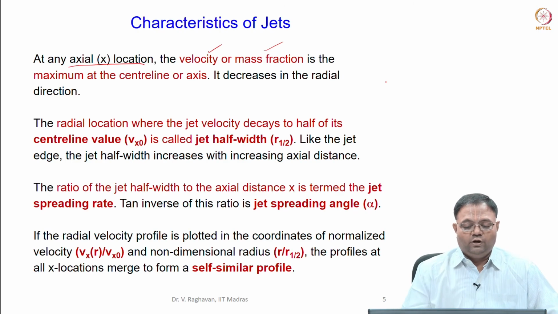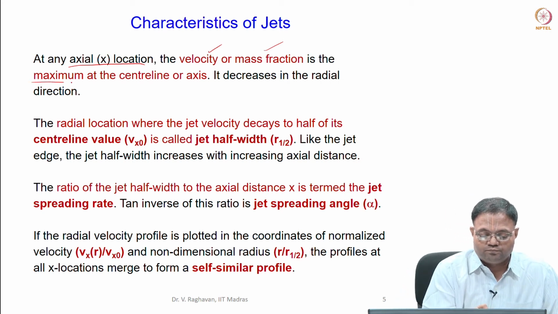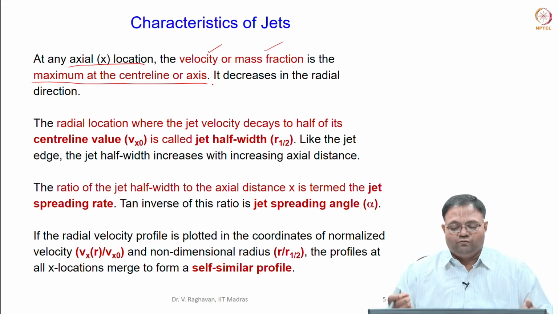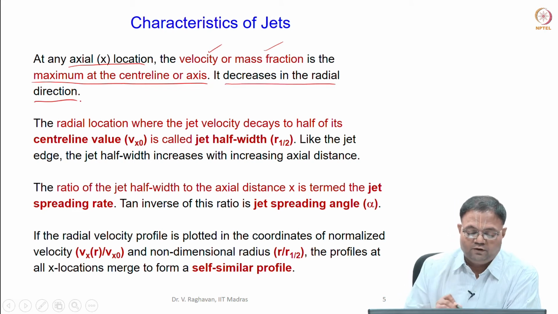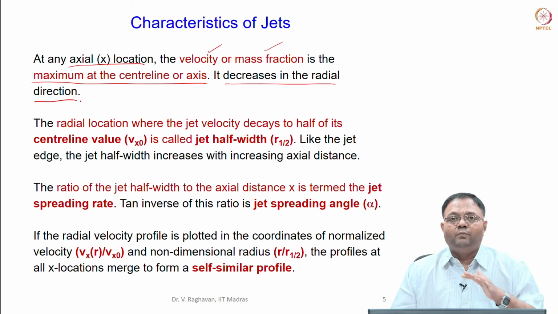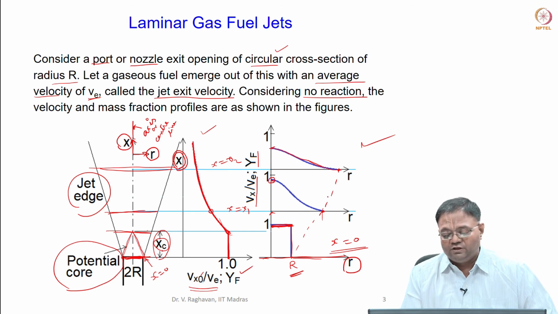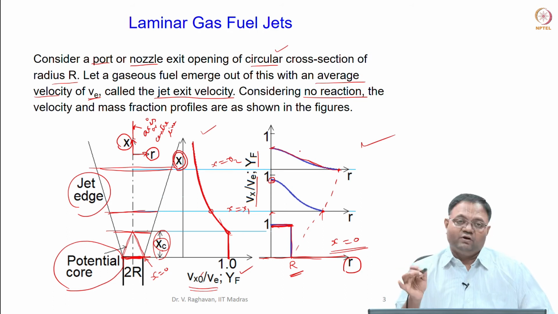So at any axial location, velocity or mass fraction is maximum at the center line, because the core of the fuel is coming out there, and entrainment happens from the periphery of the jet. So it decreases in the radial direction, as we have shown in the profiles. Even though the profiles are different, for example the maximum values are different and the radial positions at which the values go to 0 are different, these are called self-similar profiles. We will come to that later.